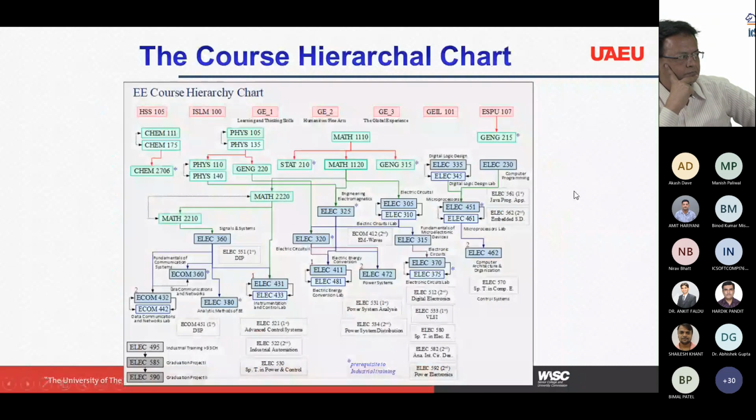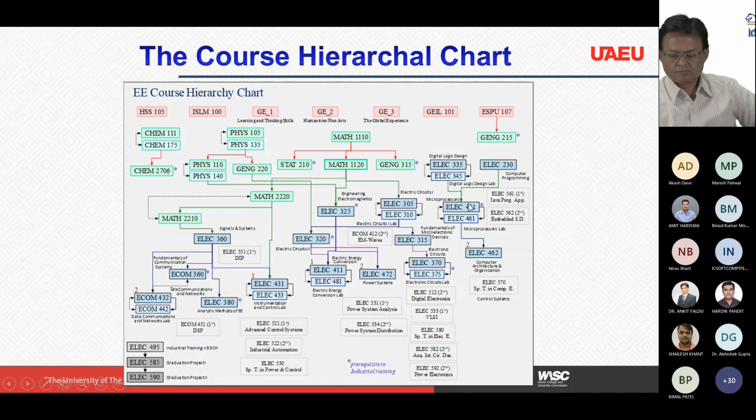Okay, look at the hierarchy chart. I've shown this. The chart is really very important. Students are made to understand this chart very clearly. All the pink colored courses are the general education and university courses. The green ones are the engineering requirements. The blue ones are the departments, and the things shown underneath are the electives.